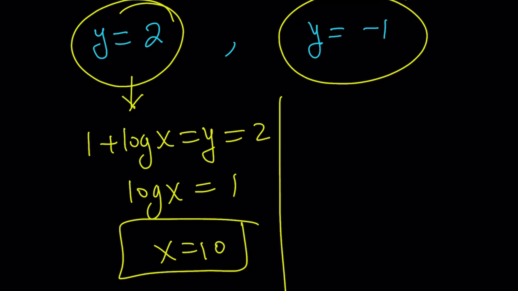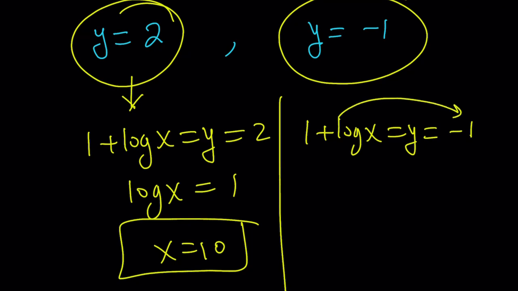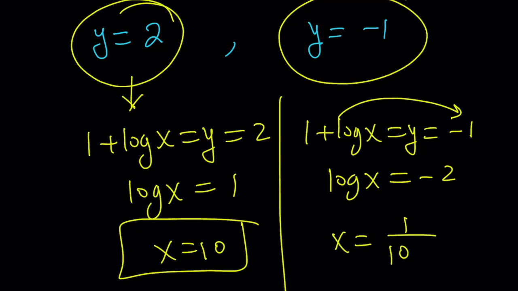Let's go ahead and take a look at the other one. 1 plus log x equals y, and that's -1. If 1 plus log x is -1, that means log x is -2. That means x is equal to 10 to the power -2, which can be written as 1/100. So those are going to be the solutions.